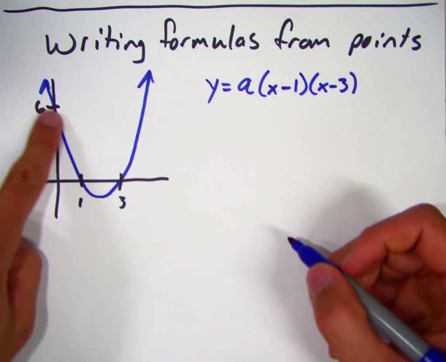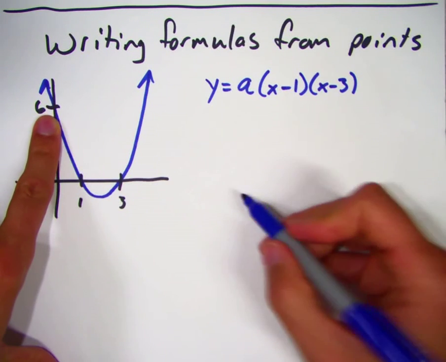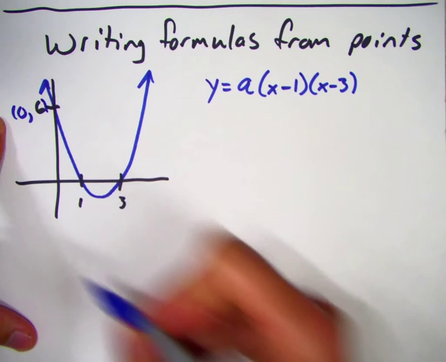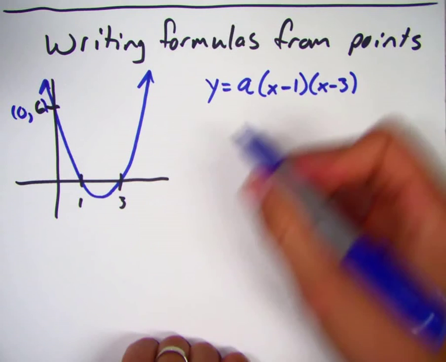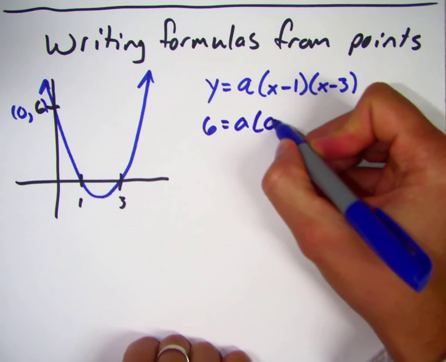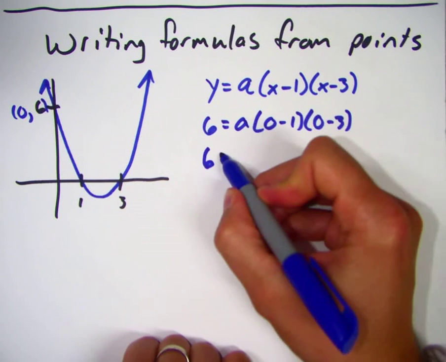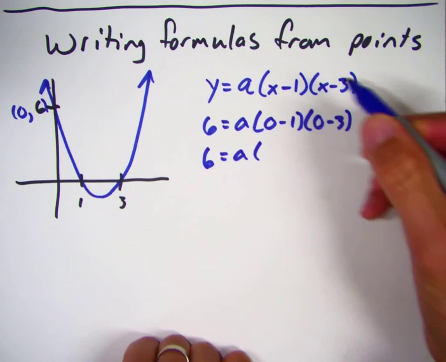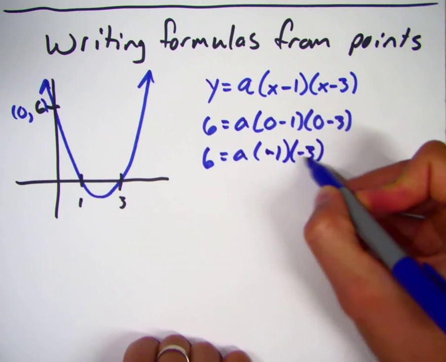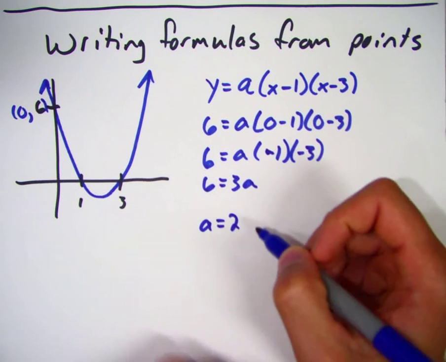So now all I need to do is use this information. I have to use my y-intercept and then get a value for a. So I know this point is actually (0, 6) if I were to write it in a coordinate pair. And if that's (0, 6), that means that when x is 0, y is 6. And if I take the time to go through this, that's going to be times -1 and times -3. So this is going to be 3a equals 6. So I know a equals 2.